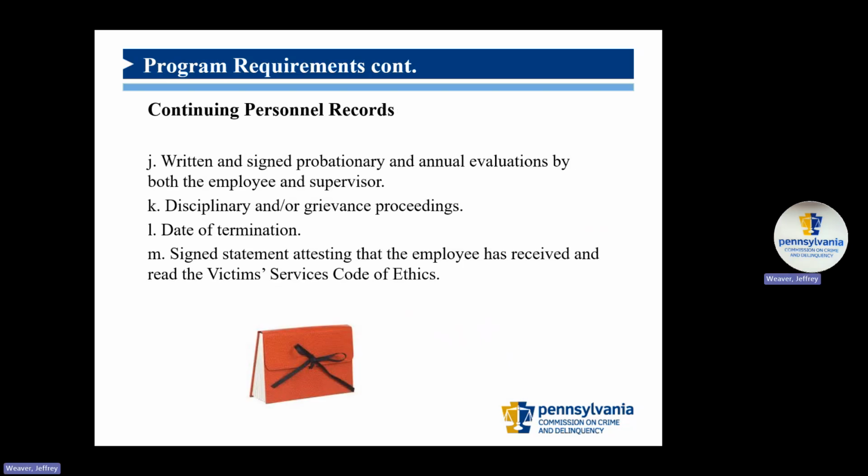Personnel records shall also include signed employee evaluations. This would include probationary and annual evaluations as appropriate. These evaluations shall be signed by both the employee and supervisor. Records should also include any disciplinary action and/or grievance proceedings, date of employee separation, and a signed statement attesting that the employee has received and read the Victim Services Code of Ethics.